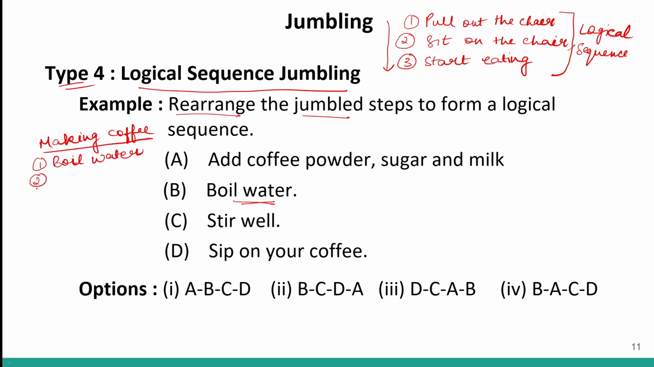The second step will be to add in whatever you are making the coffee for, right? If you're making tea, we'll add in the tea leaves. If you are making Maggie, for example, you will add in the Maggie packet, right? So the second step will be to add in the ingredients. Over here, the ingredients are what? So this was the first step, B. Then the ingredients are given in statement A. Then we add the coffee and then sugar and then milk.